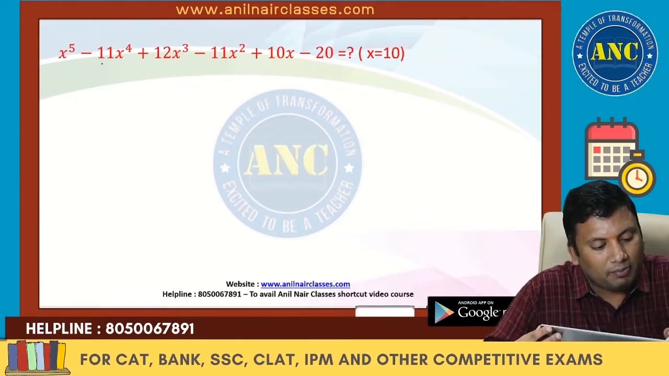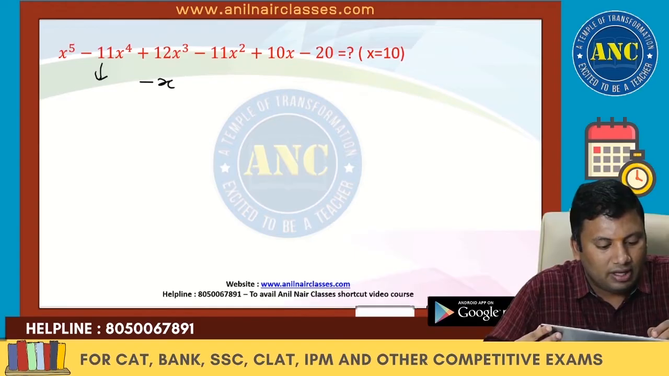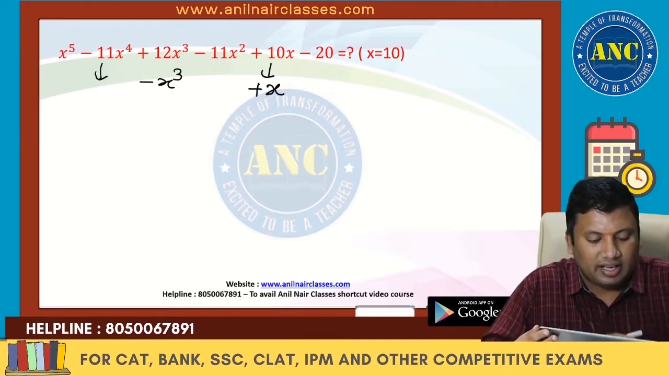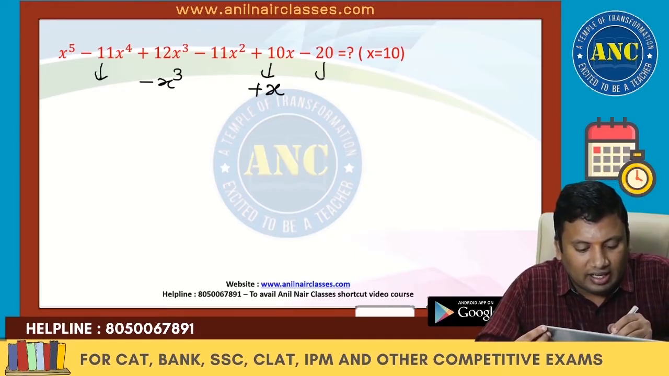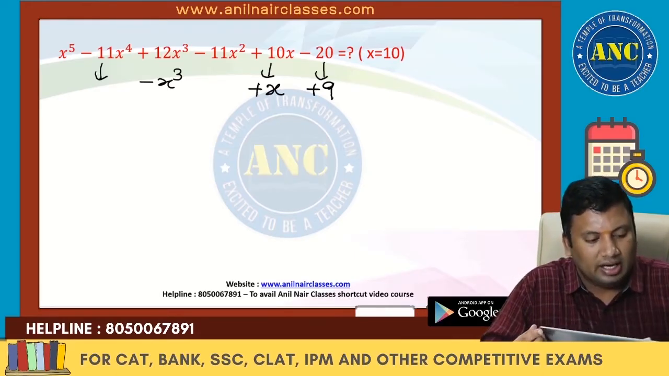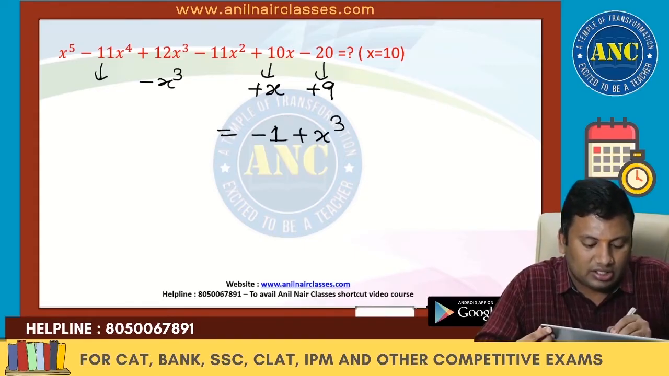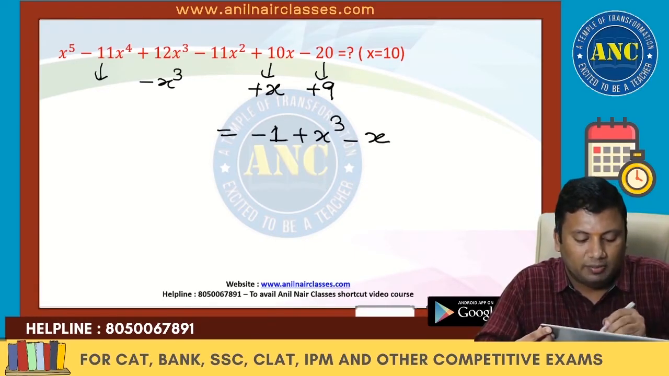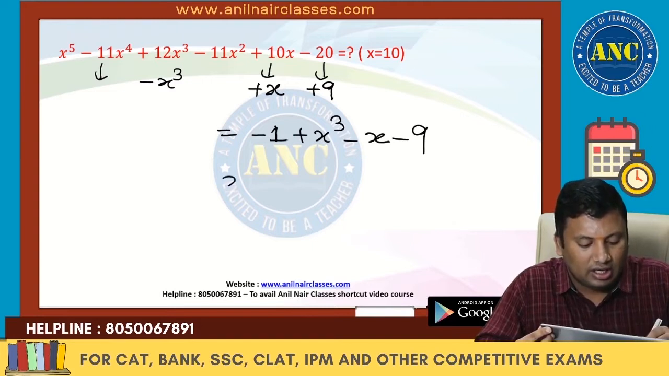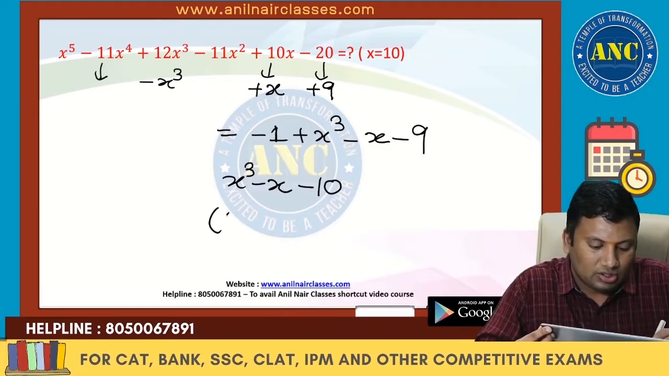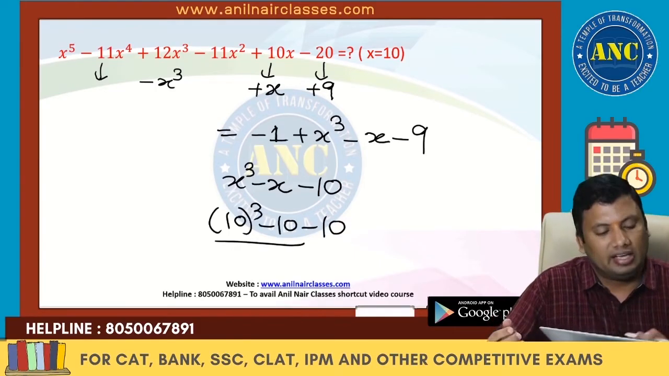x power 4 minus 11x power 4. That means minus x cube needs to be done. Here it is 11x. Plus 11x needs to be done. Here it is 11, so plus 9 needs to be done. The degree is odd, so the answer is minus 1. Minus x cube on the right hand side plus x cube. Plus x on the right hand side minus x. It is minus 9. So the answer is nothing but x cube minus x minus 10. So this is nothing but 10 cube minus 10 minus 10. The idea is clear, right?